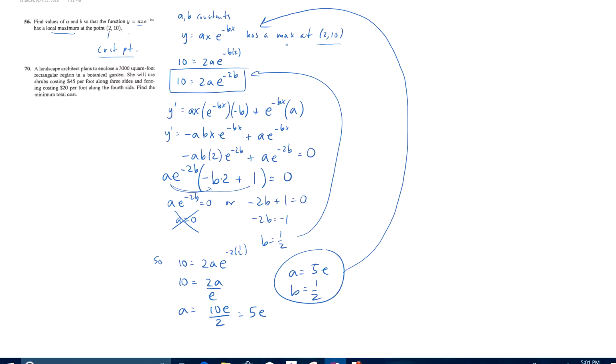Okay, and I know it's a max and not a min because there's only one extreme value, so it'd have to be a maximum. Otherwise, I would not be able to do this problem. Right? Okay. There we go. We'll do number 70 in the last video.